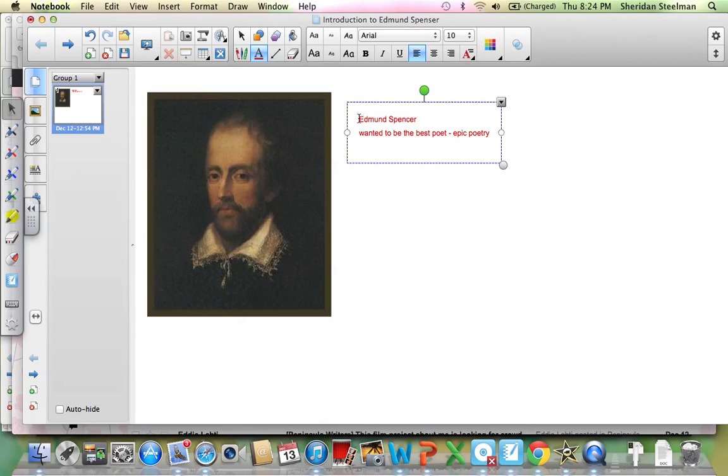He actually had parents of modest means. He grew up in a house where his parents loved him, and he was one of many children. He, however, did go to college. He went to Cambridge, so he got a very good education in the classics, Latin and Greek, something that Shakespeare definitely would have wanted to have if he had had a chance to go to college. So Edmund Spenser was highly intelligent, highly educated, and that's why he really thought that he could do that as far as being the best poet.